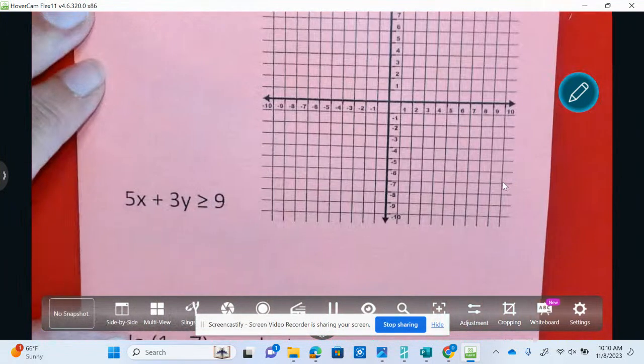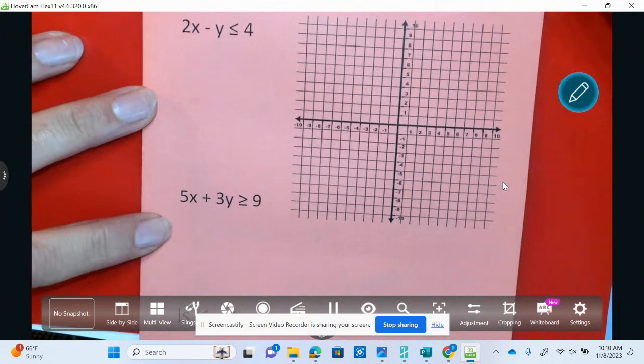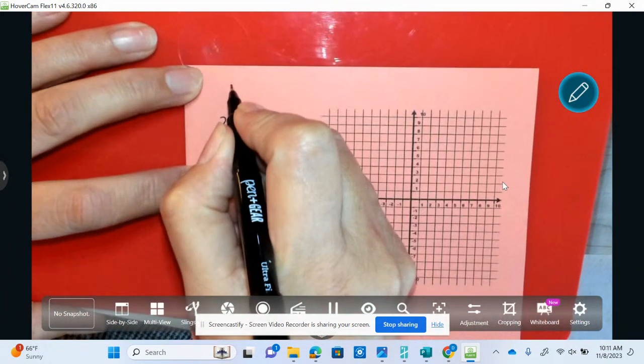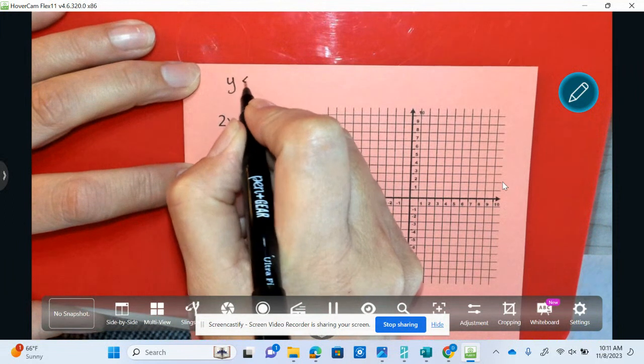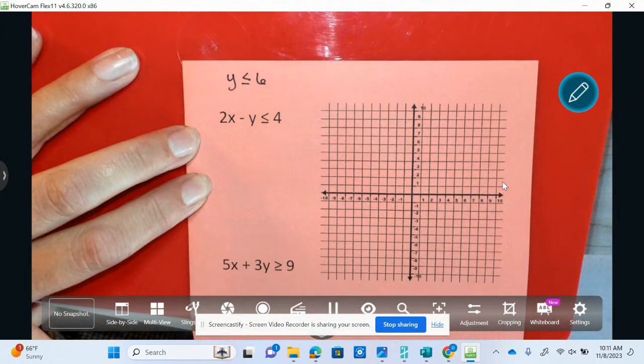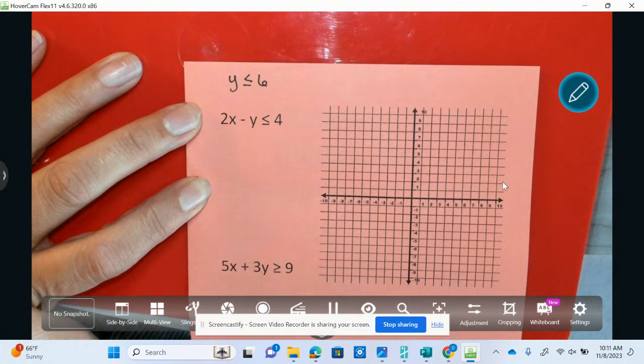Okay. So here we are. The first thing I want to do is add an inequality up at the top. I want to add the inequality y is less than or equal to 6. Everybody write that inequality up there. We're just going to start with that one. That's going to be our first one. y is less than or equal to 6.